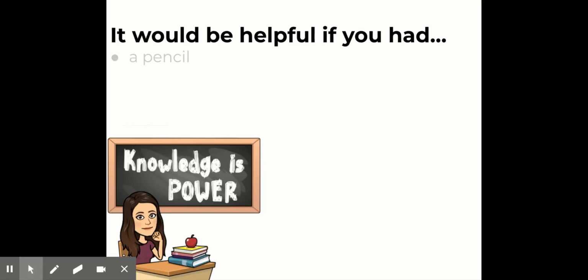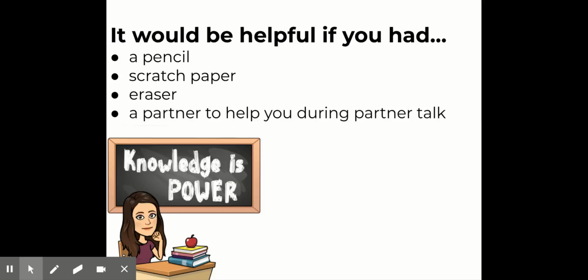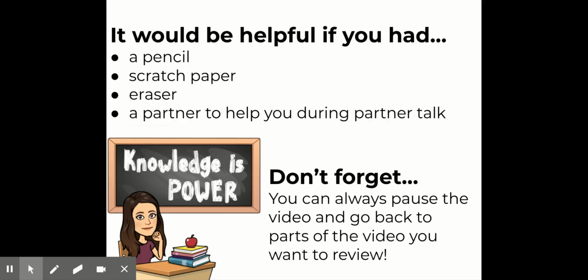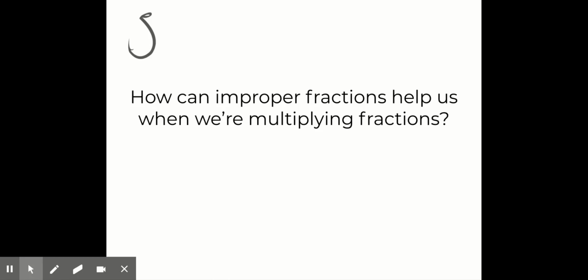Before we get started, it would be helpful if you had a pencil, some scratch paper, an eraser, and a partner to help you during partner talk. Don't forget that you can always go back to the video and pause and review things that you may not have understood. So let's get started with this question.